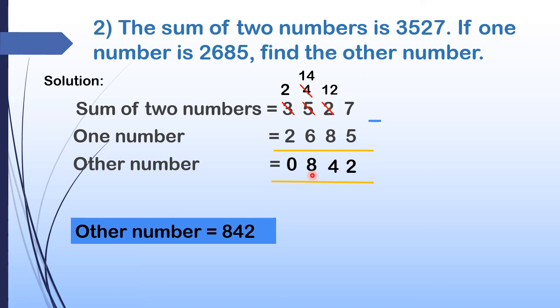So what is 8 plus 1? 9. Then 9 plus 6? 15. So 5. Okay. Then 1. Carry over 1. So 2 plus 1? 3. So when we add these two numbers, we get the sum. 3527. You can check this also, whether your answer is right or not.